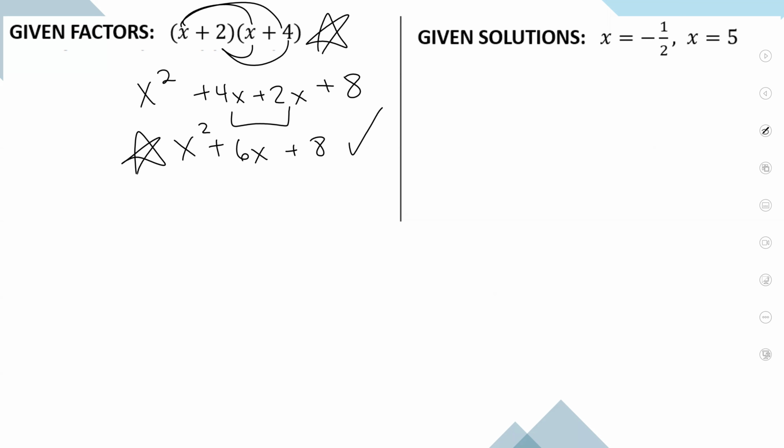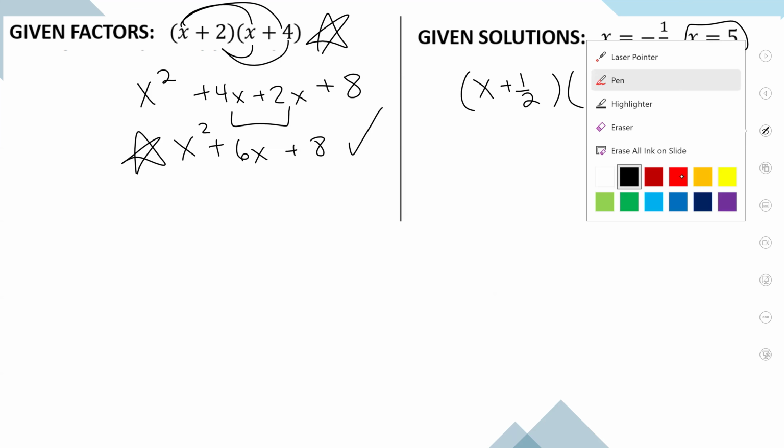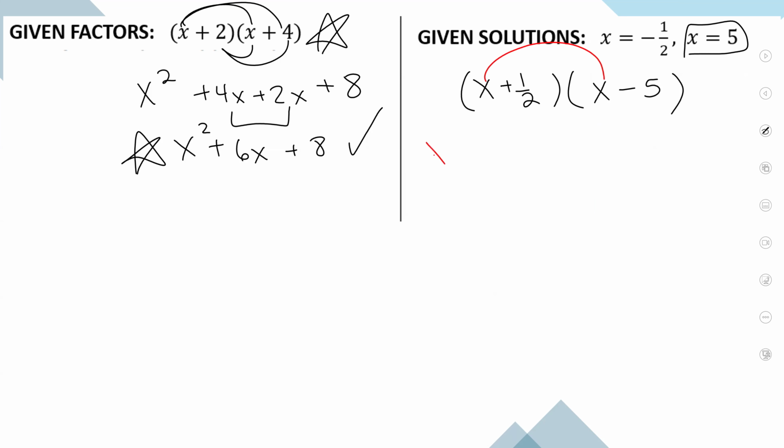So guys, looking at this, I'm given the solutions. Can you guys now tell me what the factors are? And what's this one going to be? There we go. So that's the factored form. And now let's get the quadratic equation form, okay? So what I'm going to do is x times x is x squared. X times -5 is -5x. 1/2 times x is 1/2 x. 1/2 times a -5 is -5/2.